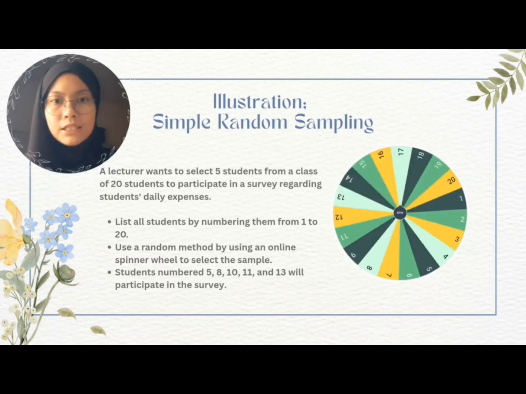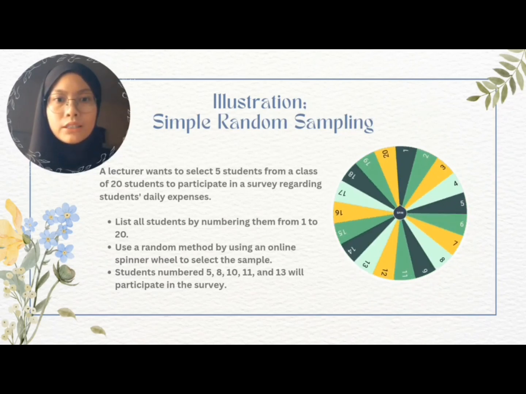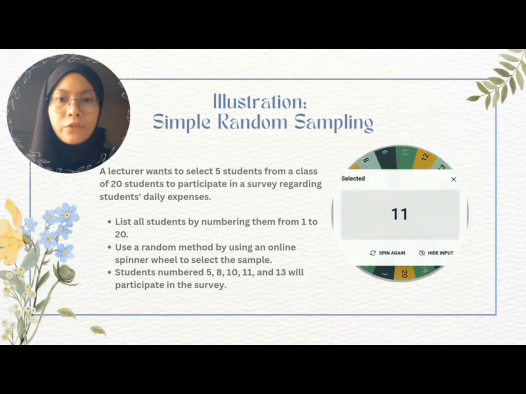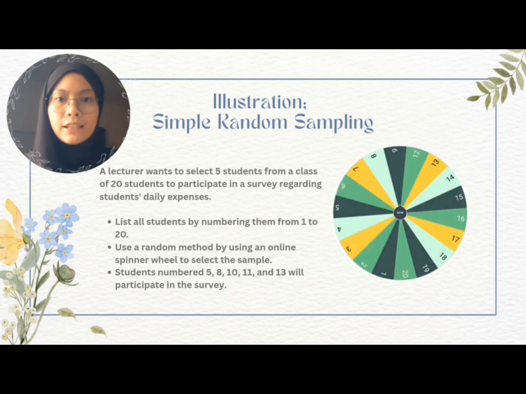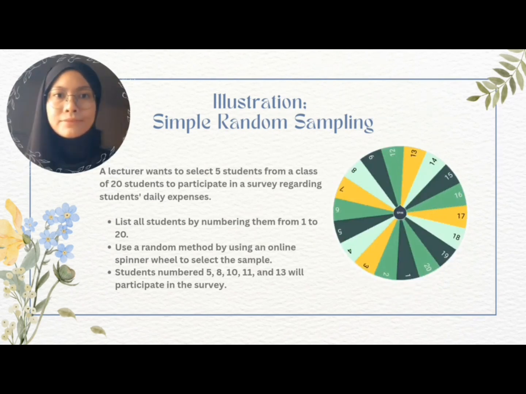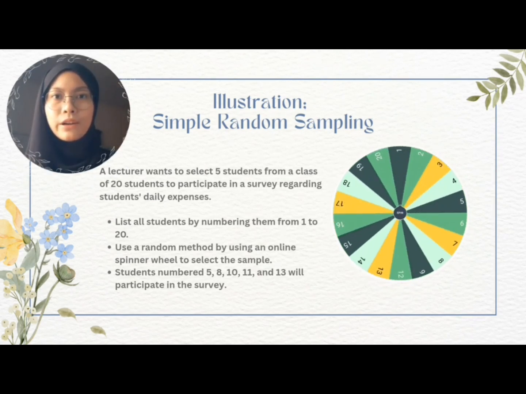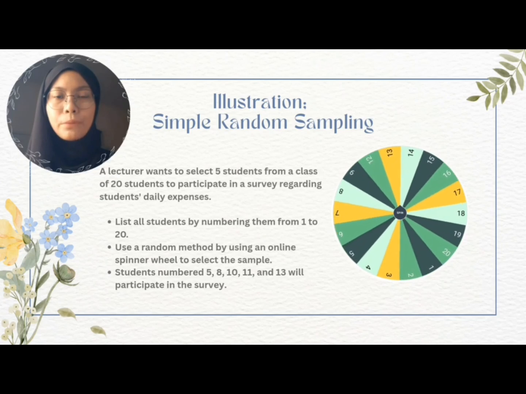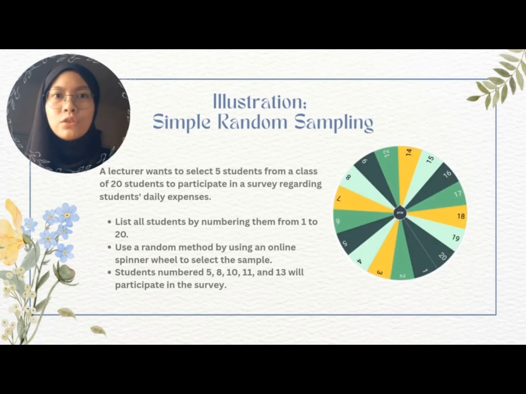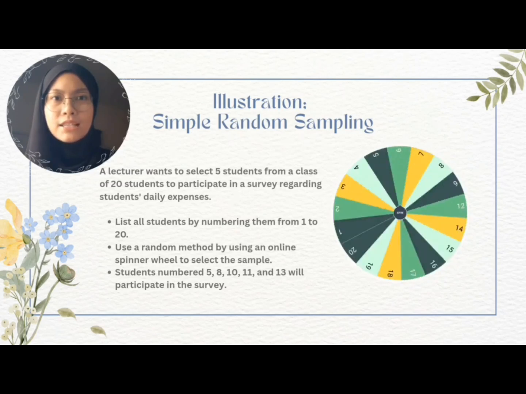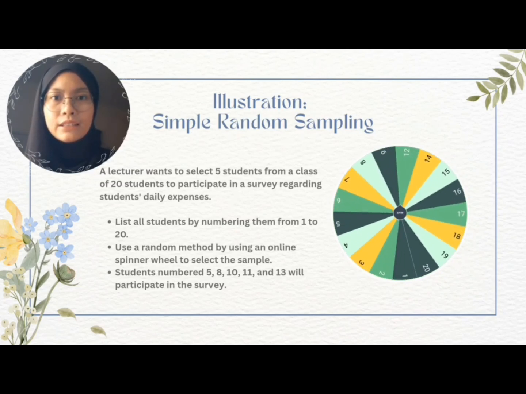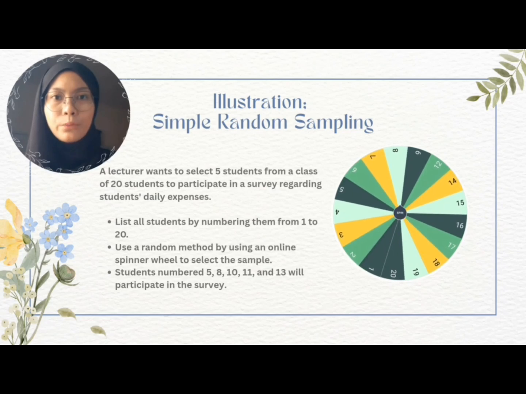The randomly selected students, based on their assigned numbers, were students number 5, 8, 10, 11, and 13, who will participate in the survey. These students were then chosen to participate in the survey on daily expenses. Using a random method such as an online spinner wheel ensured that each student had an equal chance of being selected.